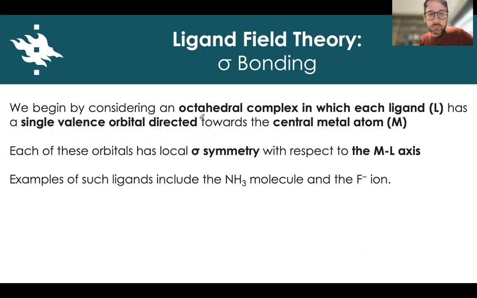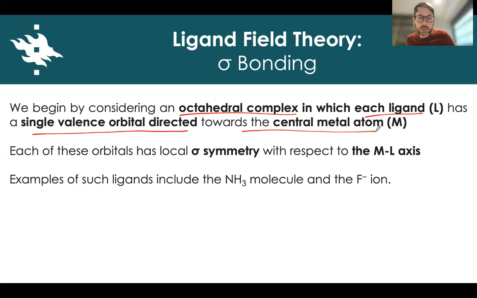So let's consider an octahedral complex in which each ligand has a single valence orbital directed towards the central atom. So this will give rise to the sigma bonding. So each ligand has a single valence orbital directed towards the central metal atom. Each of these orbitals has sigma symmetry with respect to the metal-ligand axis. Examples of these ligands are the ammonia molecule and also the fluoride ion, for example.